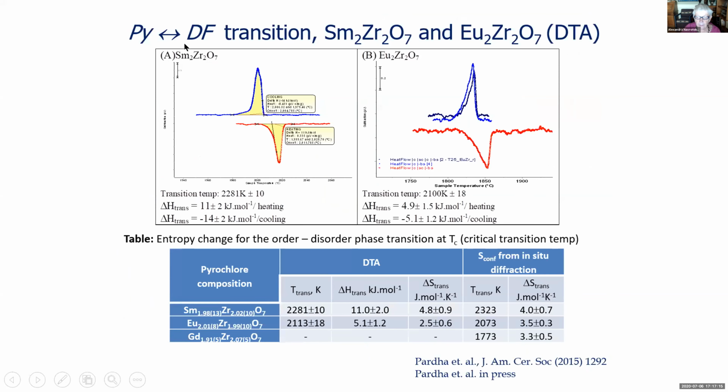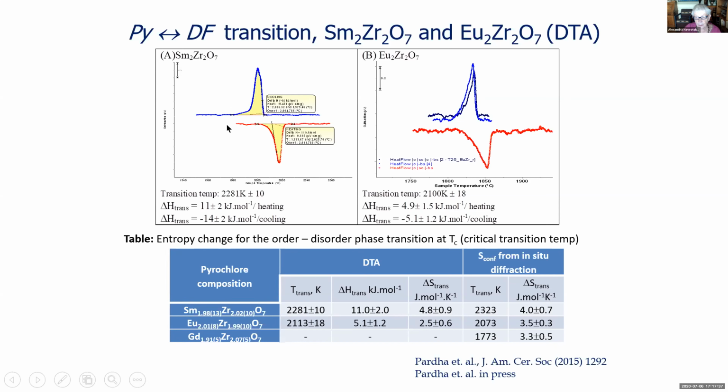So if we go back to the pyrochlore to defect fluorite transition in two zirconates, and we correct for the baseline, we basically get quite respectable thermal analysis peaks, quite respectable areas, a little bit of hysteresis.